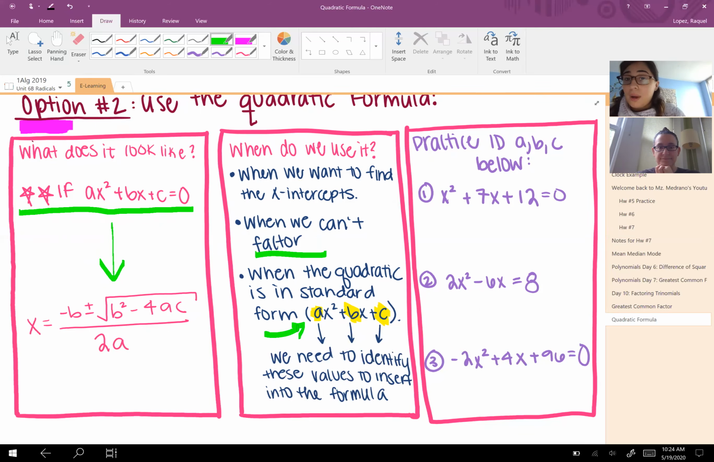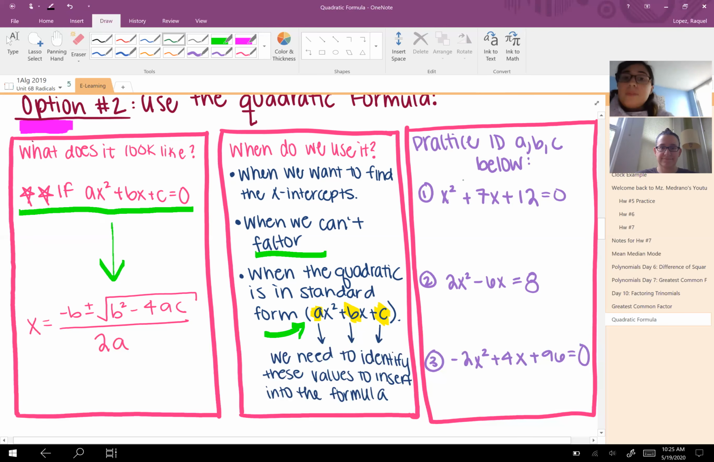c. So let's look at number 1, okay? Let's go back to that first equation that we factored. X squared plus 7x plus 12. And the first thing we want to do is check that the equation is set equal to 0. I look at my equation. Yes, the equation is set equal to 0. So I can go ahead and identify a, b, and c, okay?